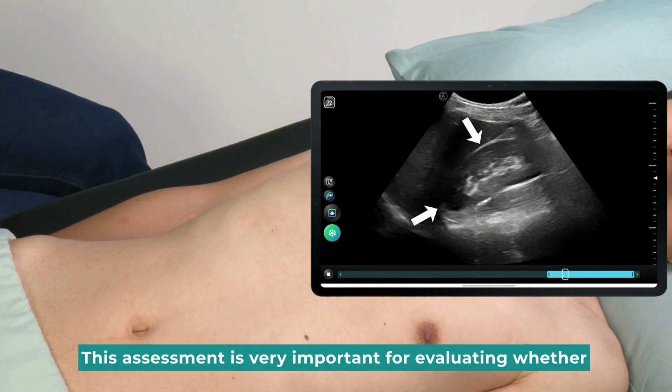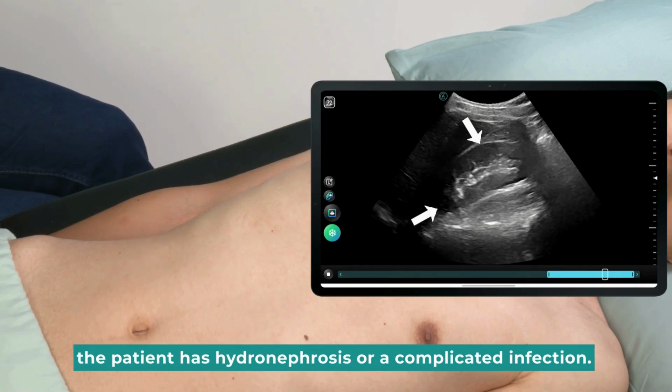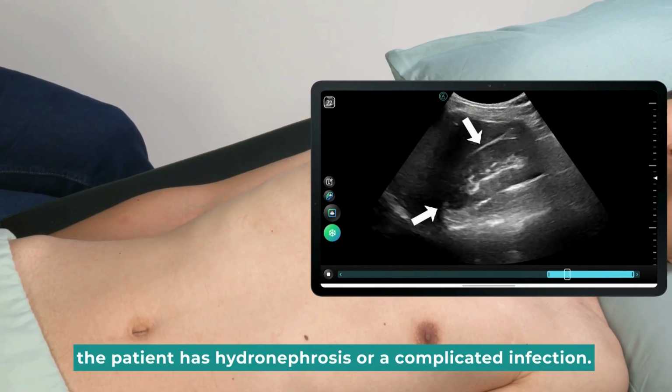Today, I will go over how to position and scan the right kidney. This assessment is very important for evaluating whether the patient has hydronephrosis or a complicated infection.